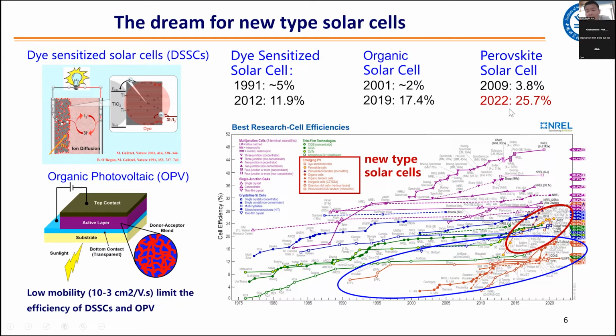Now I think UNIST has created a new record of 25.7% with the perovskite solar cell. Maybe there should be more progress in these areas. This efficiency is very important because it is close to silicon solar cells. So this is a wonderful material in PV technology.